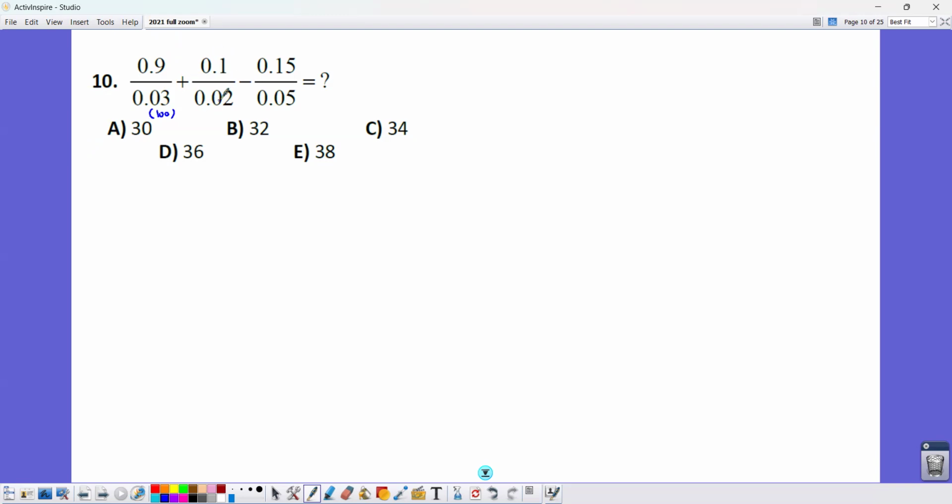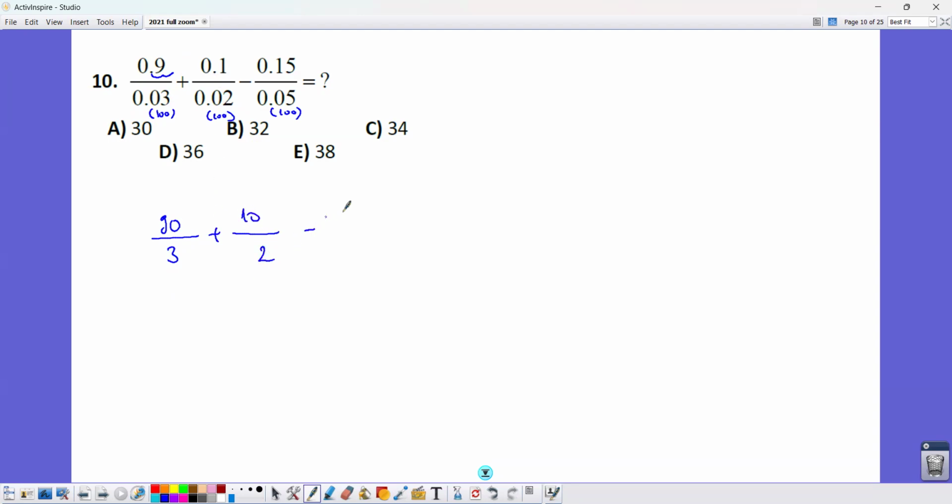Same thing we'll do in the second one. Also here I have two numbers after the decimal point. Because of that, I'm multiplying by 100. In the third one it is the same. Then the question will become 0.9 times 100. When I move the decimal point two places, I need to add a 0 here. So it will be 90 over 3 plus, in the second one, same, I have 10 over 2.